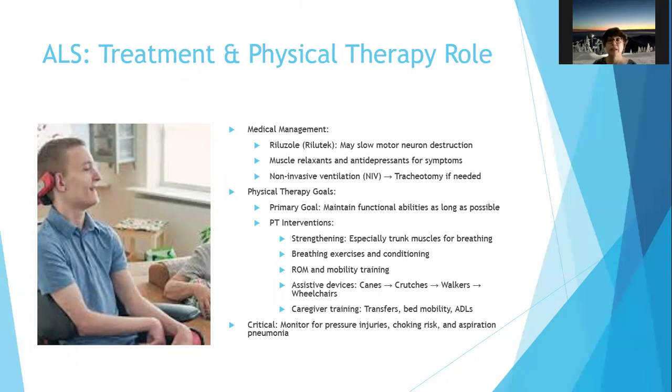For physical therapy, the primary goal is to maintain functional abilities as long as possible and caregiver training. So the interventions we're going to do are strengthening, especially for trunk muscles for breathing, breathing exercises and conditioning, range of motion and mobility training, assistive devices, canes, crutches, walkers, wheelchairs. A lot of times people will come in periodically when they need an upgraded assistive device, a more supportive assistive device, and caregiver training, transfers, bed mobility and ADL.